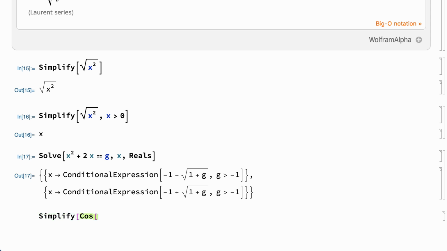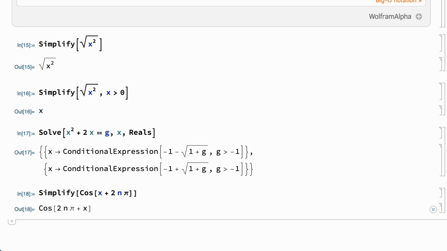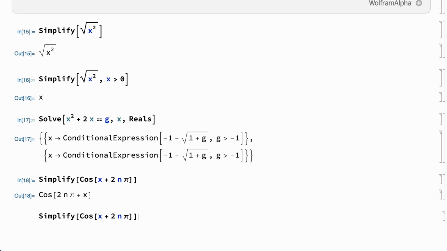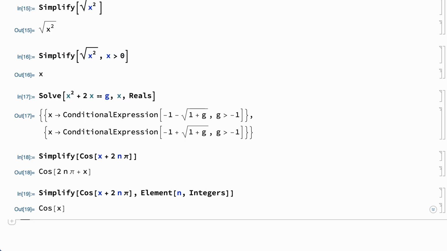Here is another example, this time involving simplification. Since the cosine function in that example is periodic with period 2π, the expression cosine of x plus 2nπ could be simplified to cosine of x if n is known to be an integer, which can be specified by including Element[n, Integers] as the second argument in Simplify.